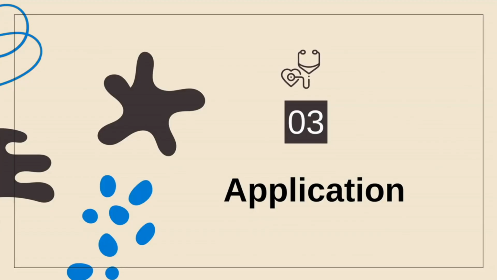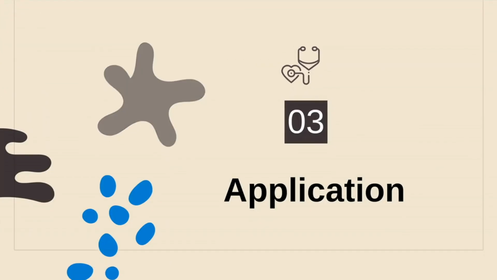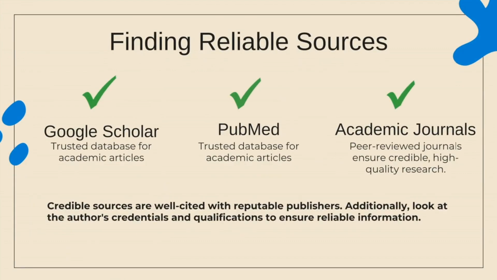Now we move into how research is actually applied in real life. When doing research, it's important to use credible sources. Good starting points include Google Scholar, PubMed, and academic journals. You should also check whether the source is peer-reviewed. Look at the author's credentials, and consider how often this study is cited. Generally, the more citations and the more reputable the publisher, the more reliable the source is.